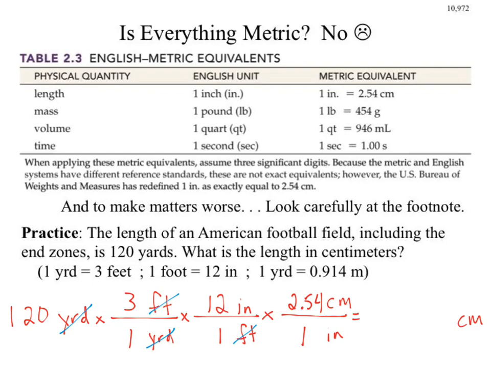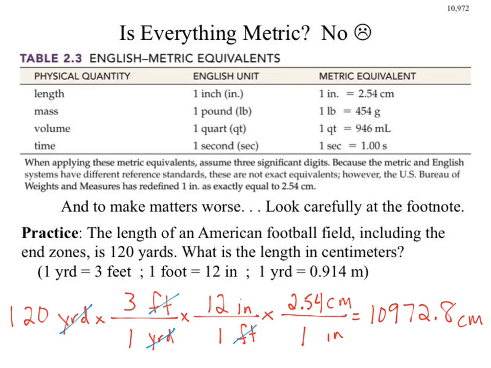Which number did this one come out with? 10972.8. Okay. Address our sig figs. There were lots of questions on what's going on with our sig figs. So, what we need to do to decide our sig figs in our answer is to look at the sig figs at every step of our calculation.